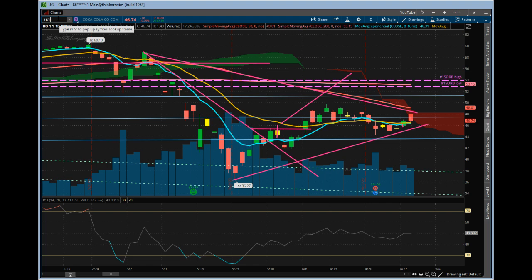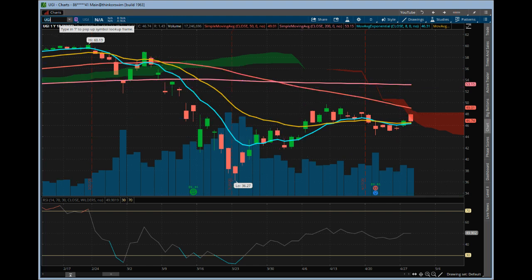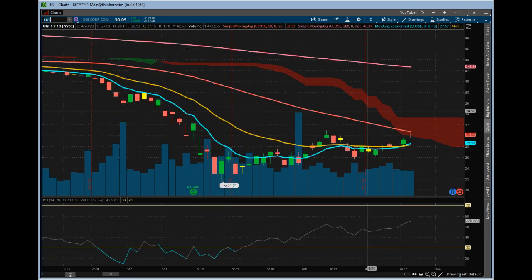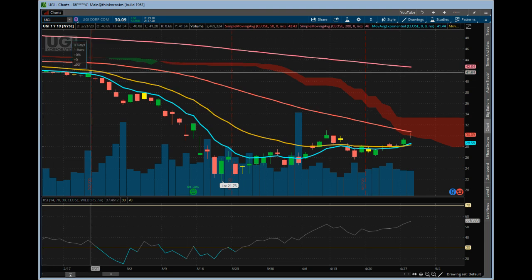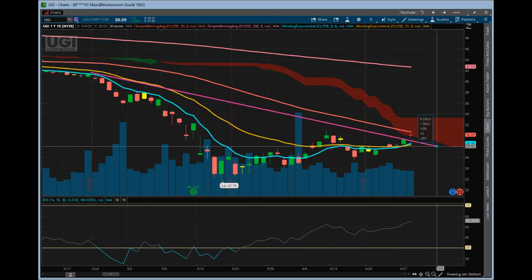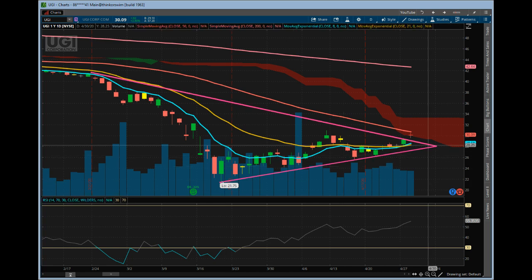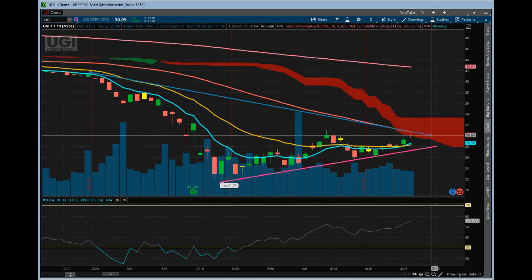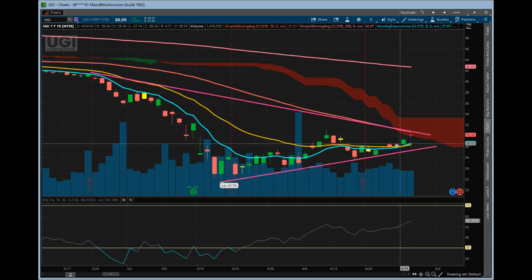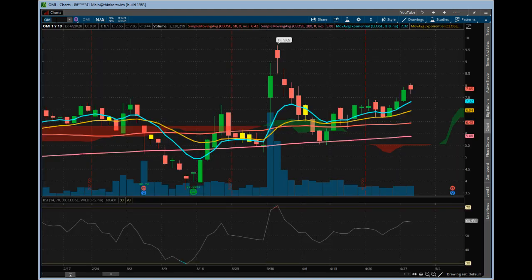UGI. So very, very similar right here. It looks like it tried to actually get out of a triangle type pattern, and then it pulled back off of it, right? So that's just expanding the triangle a little bit. Let's see how it handles these levels right here. It's coming up on earnings a little bit.